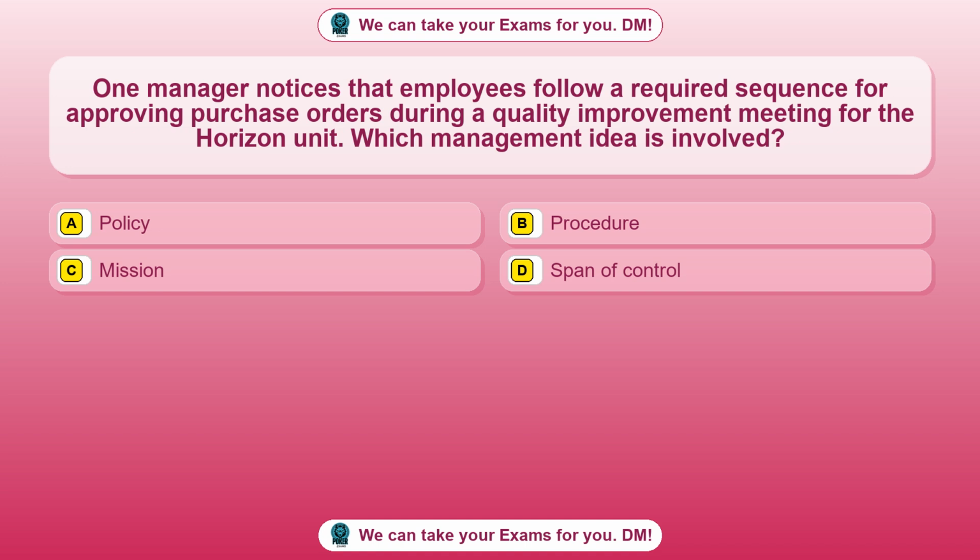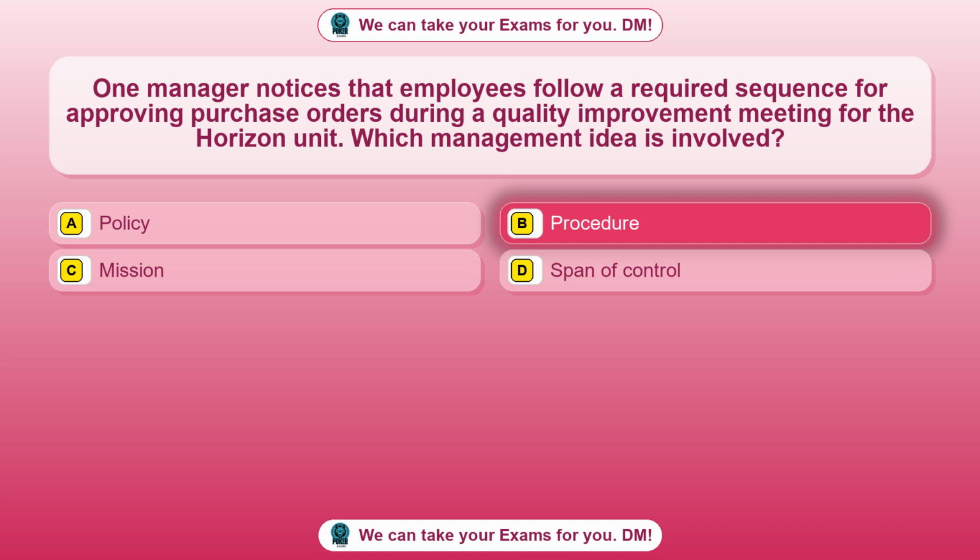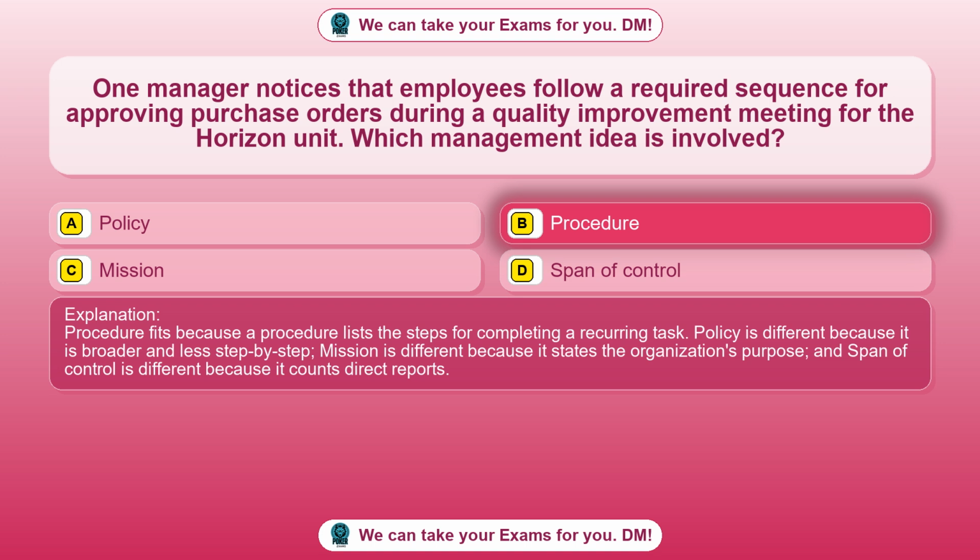Question 83. One manager notices that employees follow a required sequence for approving purchase orders during a quality improvement meeting for the Horizon unit. Which management idea is involved? Option A, policy. Option B, procedure. Option C, mission. Option D, span of control. The correct answer is option B, procedure. Procedure fits because a procedure lists the steps for completing a recurring task. Policy is different because it is broader and less step-by-step. Mission is different because it states the organization's purpose, and span of control is different because it counts direct reports.